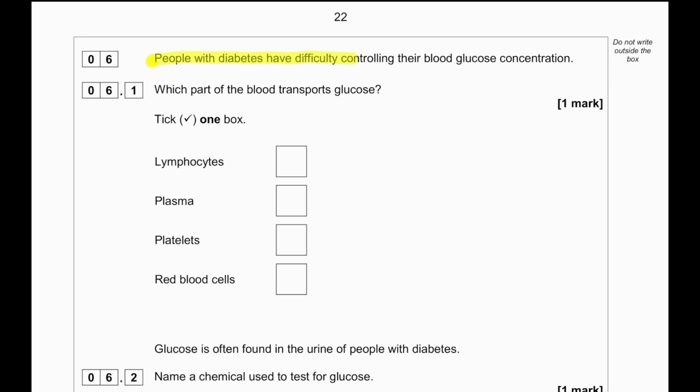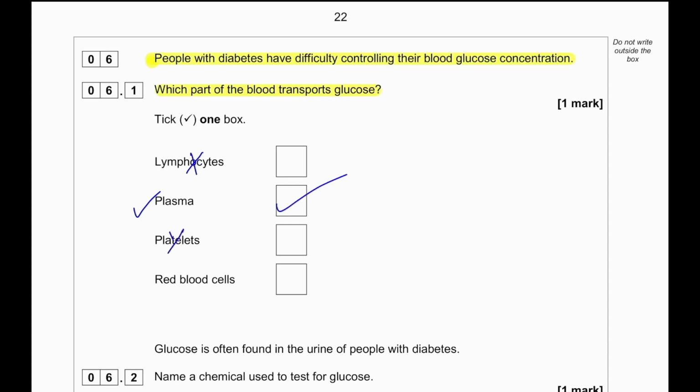People with diabetes have difficulty controlling their blood glucose concentration. Which part of the blood transports glucose? Now the question says the answers are lymphocytes. We know lymphocytes are a type of white blood cell, and they are needed for immunity. Plasma is the straw-colored liquid that carries many dissolved substances, including glucose.